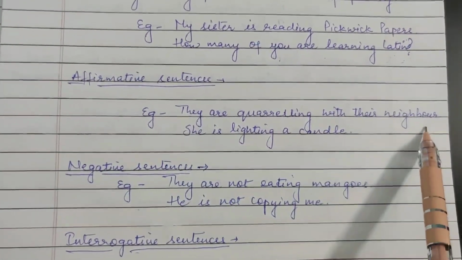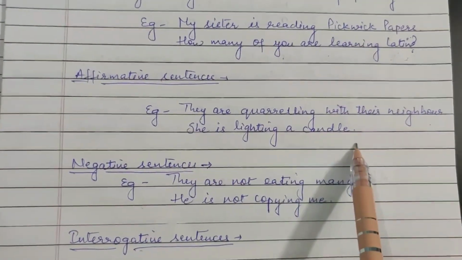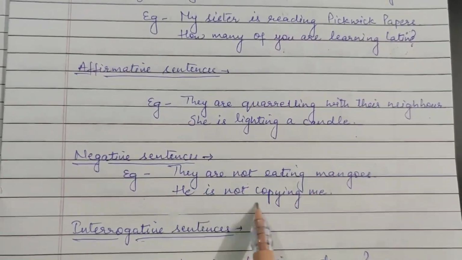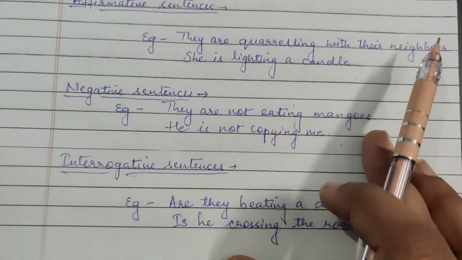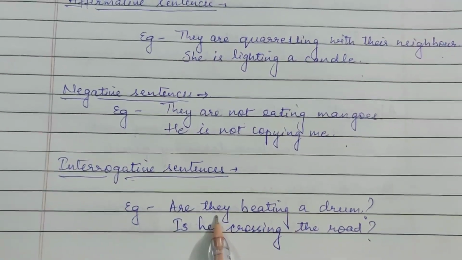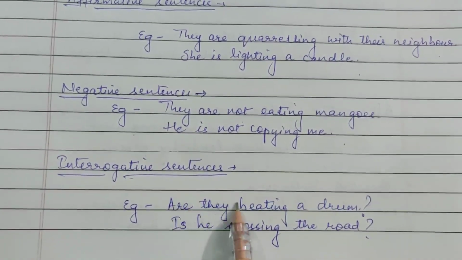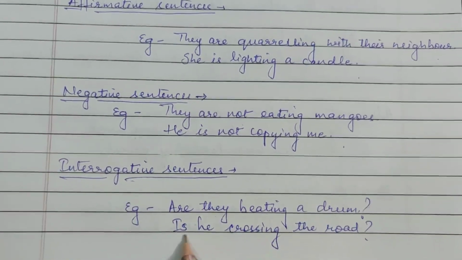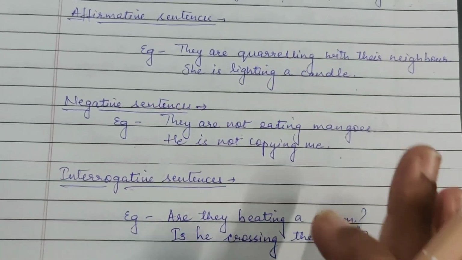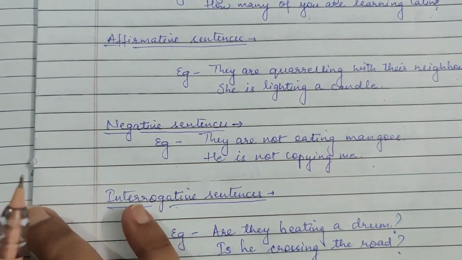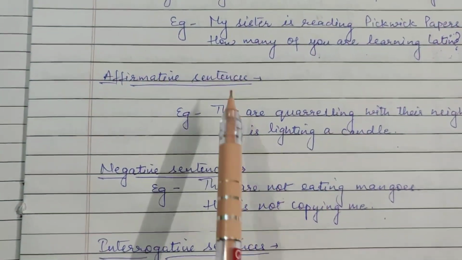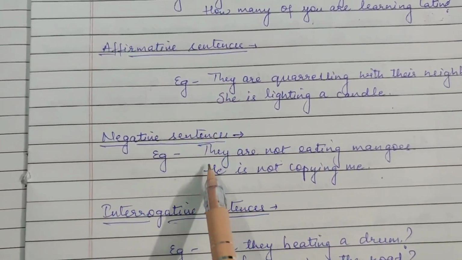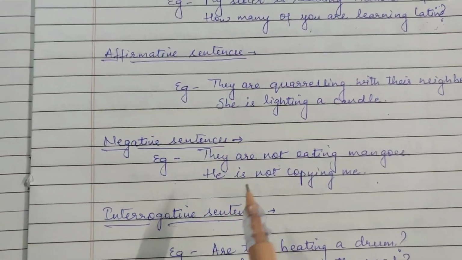Similarly, here again we'll see affirmative sentences. They are quarreling with their neighbor. She is lighting a candle. The negative sentences, adding not. They are not eating mangoes. He is not copying me. Interrogative sentences, again the same thing. The subject comes second and the auxiliary verb is moved in front of the subject. Are they beating a drum? Is he crossing the road? So in this way we see that we have to keep in mind the different ways of framing sentences in the present continuous tense.